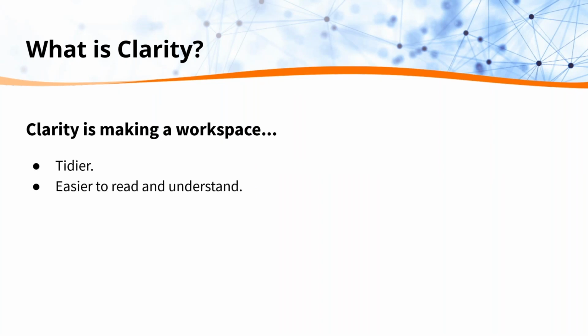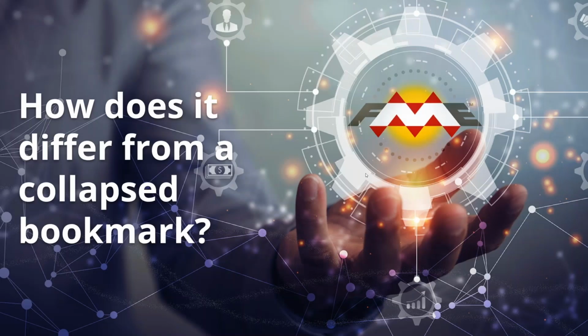Tidier means it's easier to read, it's easier to understand, it's easier to edit and maintain, because obviously most workspaces are dynamic. You don't just create them once and leave them. You go back and you edit them and you update them. And so trust me, coming back to a workspace in 6 months' time, if it's difficult to read, you're going to have a real problem updating it, even if it was you who created it in the first place. So this is what clarity is all about.